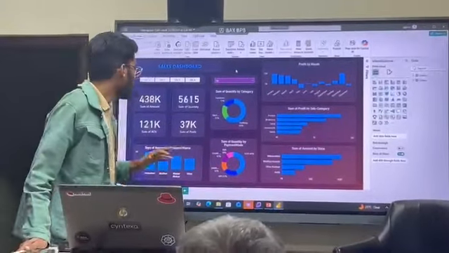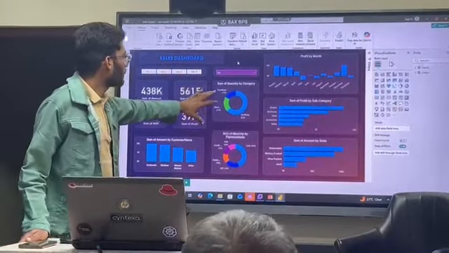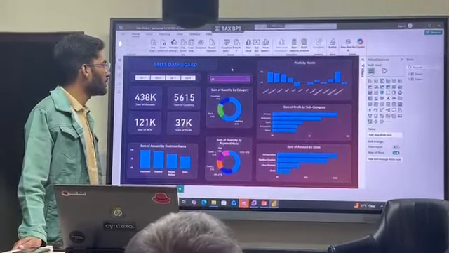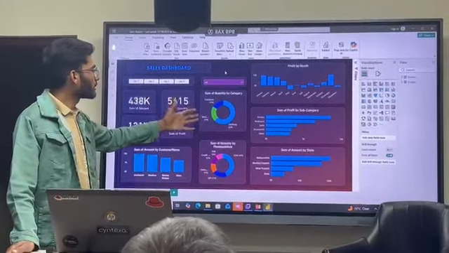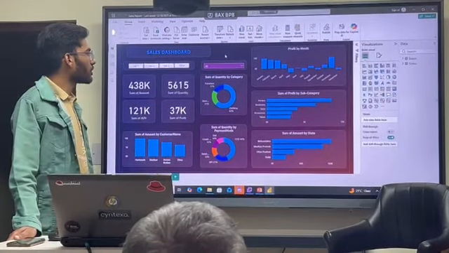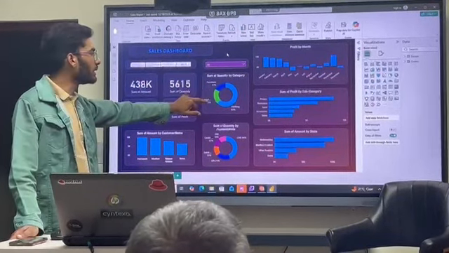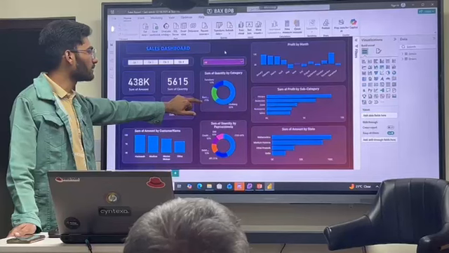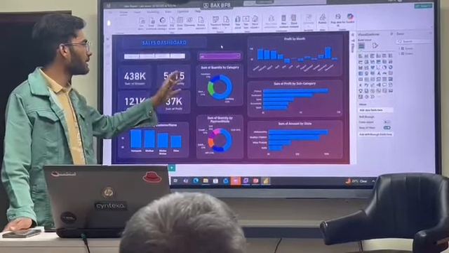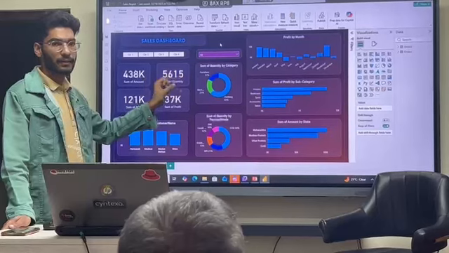Then we created a donut chart, which shows the data distribution in percentages: sum of quantity by category. The contribution of furniture is 17%, electronics is 21%, and clothing is 63%. So this represents the category-wise contribution to the sum of quantity.